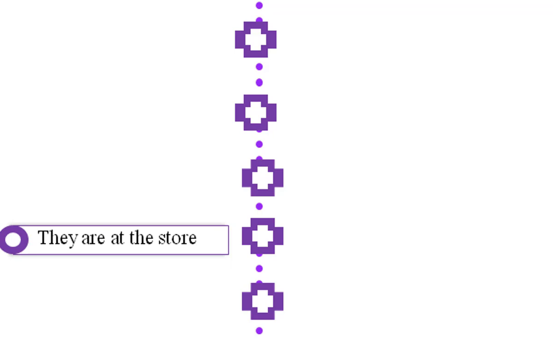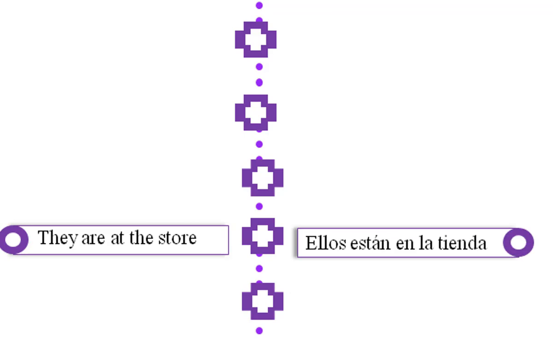Another one. They are at the store. So you are talking about ellos or ellas form. And it's están. Ellos están en la tienda. They are at the store. Ellos están, they are, at is en. Store is tienda. And la is because tienda is a feminine noun. So we are using la to specify the. Ellos están en la tienda.